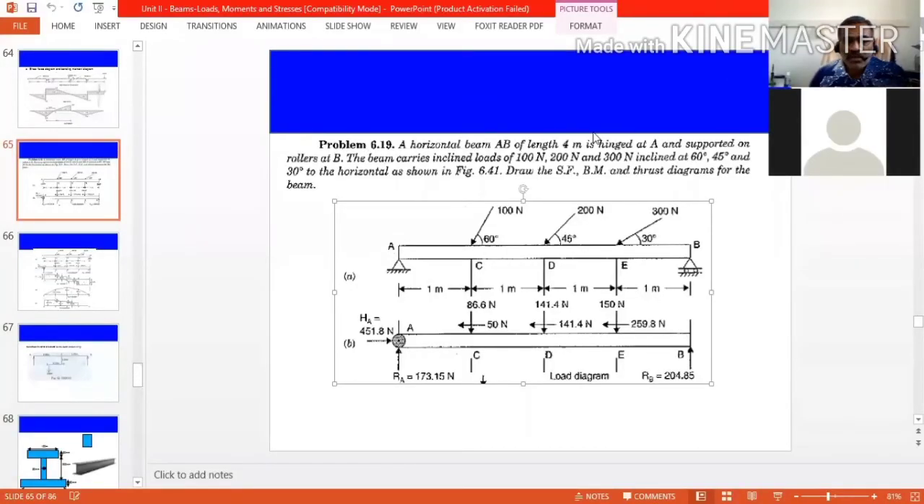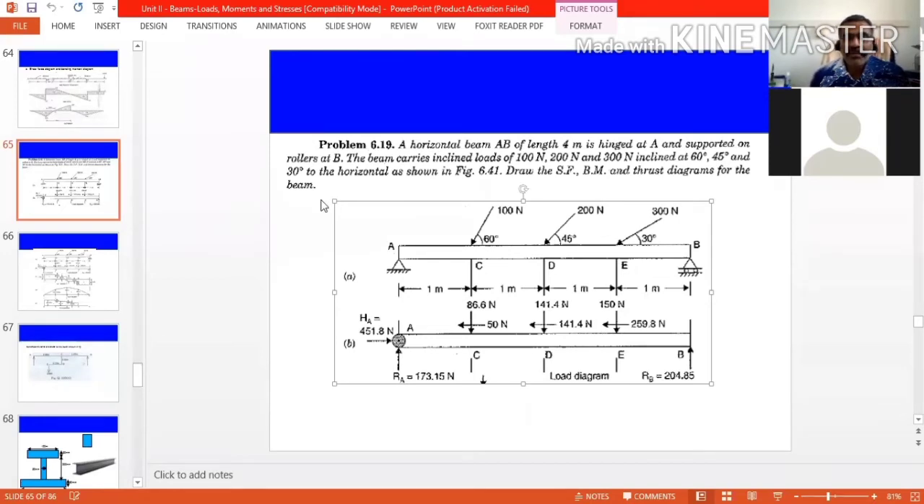Today we are going to discuss a simply supported beam subjected to inclined loads. A horizontal beam AB of length 4 meter is hinged at A and supported on rollers at B. The beam carries inclined loads of 100 newton, 200 newton, 300 newton, inclined at 60 degree, 45 degree, 30 degree to the horizontal. Draw the shear force and bending moment and the thrust diagram for the beam.